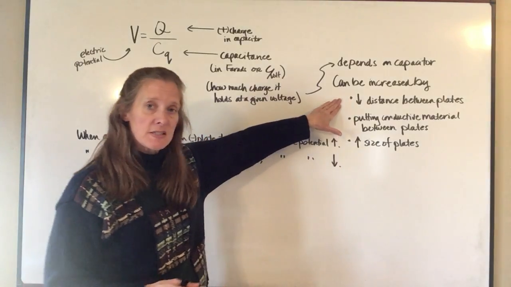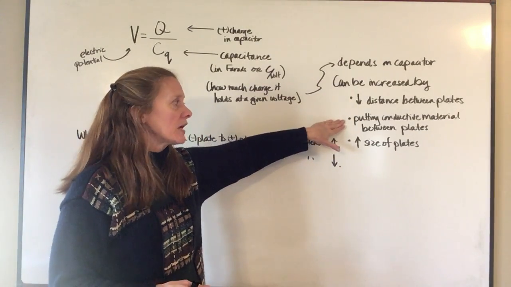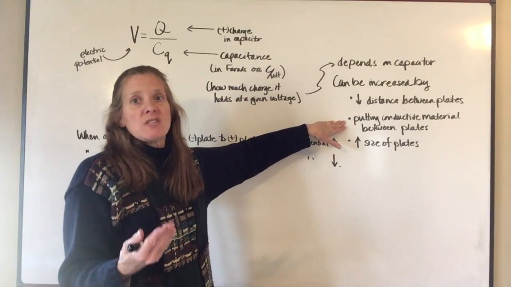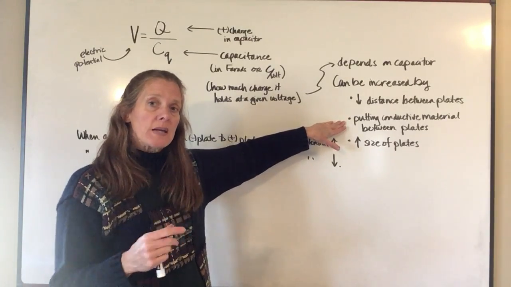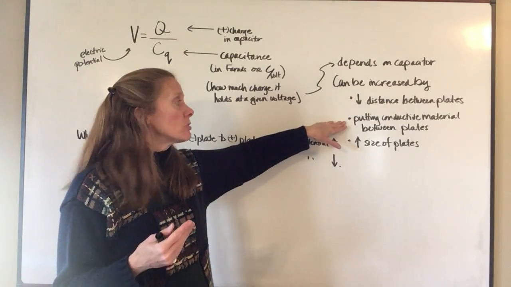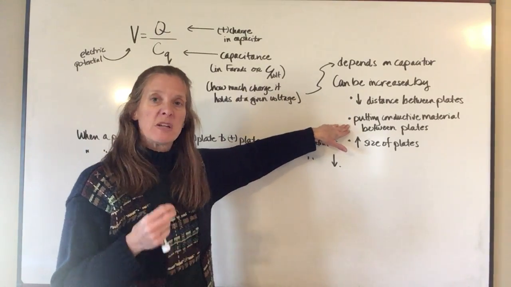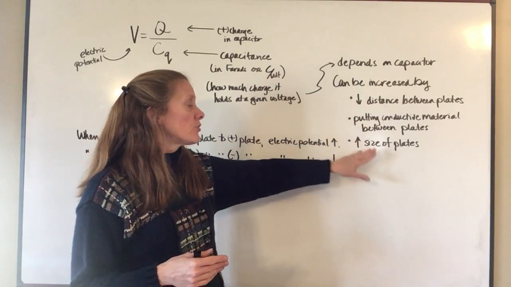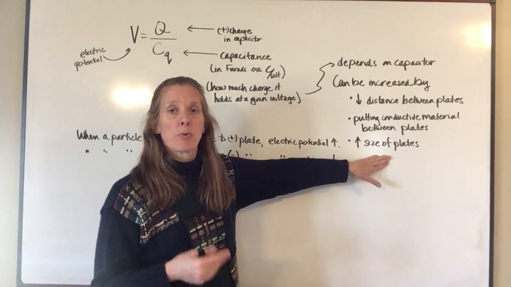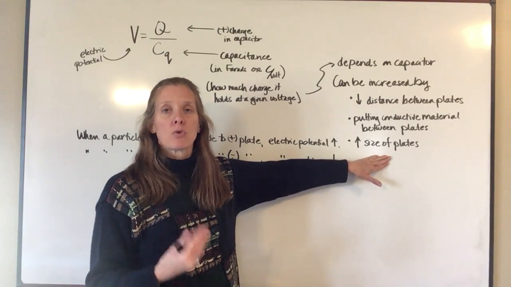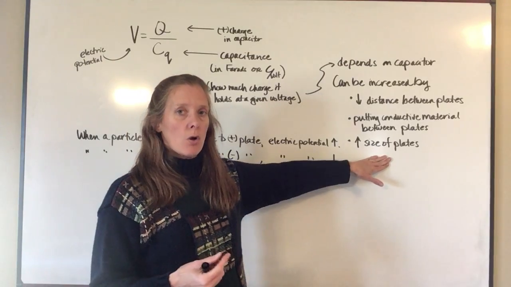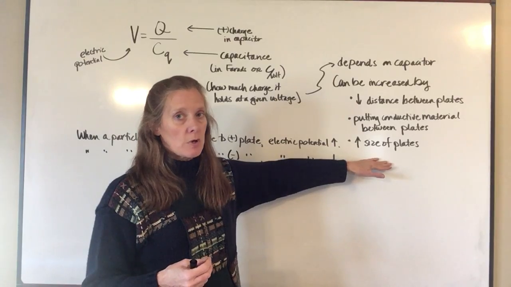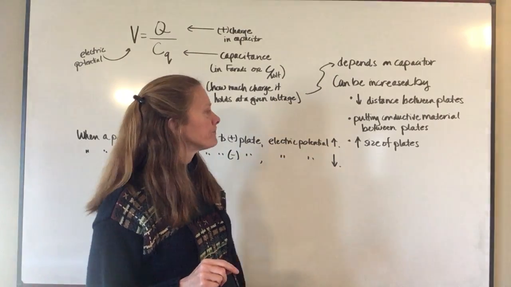So you can decrease the distance between the plates. You can put a conductive material between the plates. In the capacitor that you built, you just had air in between your two plates, and a lot of capacitors just have air in them, but you can put an additional conductive material between them to cause them to be able to hold more charge. Or the third thing you can do is increase the size of the plates, because the bigger the plates are, the more charge they're able to hold. Like I said, I do expect you to know these three points, so if you want to jot those down, that might be a good idea. Okay?